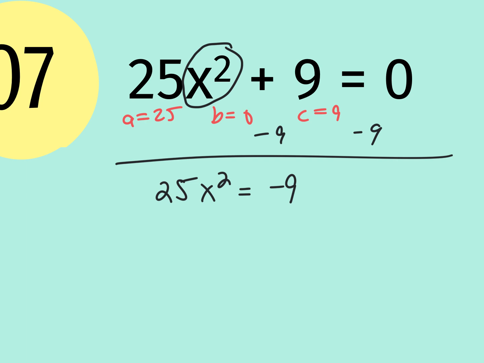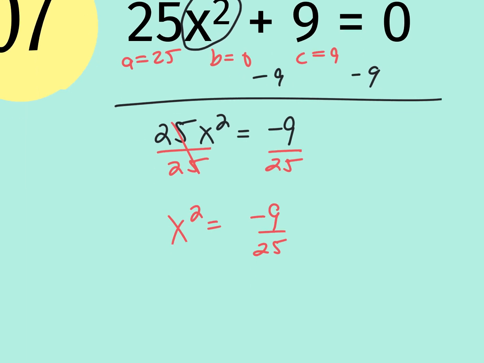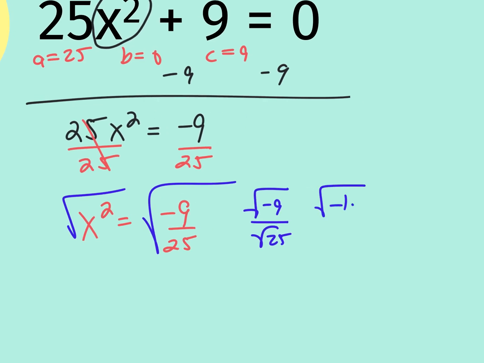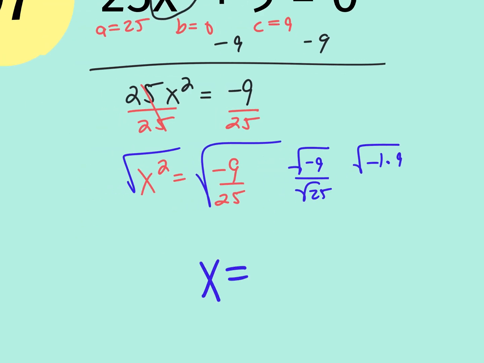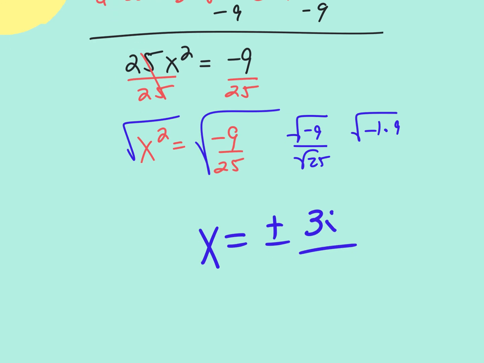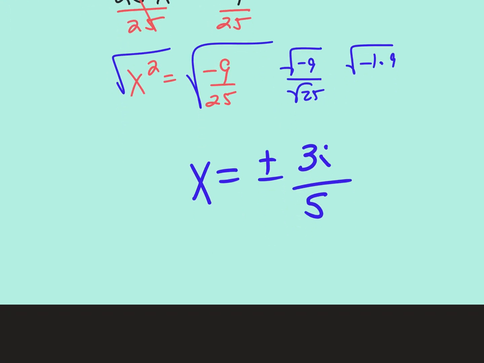Do not take the square root right here, guys. You have to get x squared by itself. So what do we do? Divide by 25. Now that x squared is by itself, we can do that. Take the what? Yep, take the square root. This is the same thing as saying the square root of negative 9 over the square root of 25. So think about this, negative 1 times 9. So x equals plus or minus. What is the square root of negative 9? 3i. What's the square root of 25? 5.